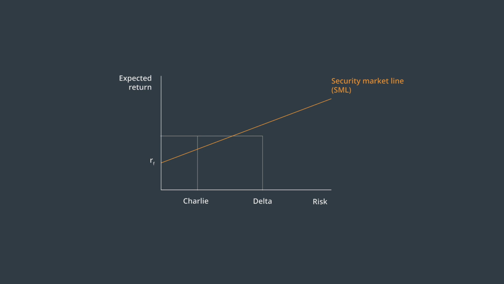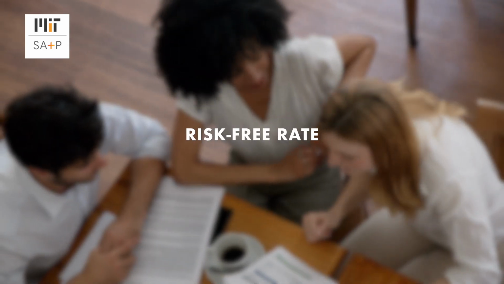The security market line can be represented graphically, defining risk on a single dimension. Remember that the risk-free rate is the rate you are guaranteed to get on an investment that has no risk. This rate is also referred to as the time value of money. It only compensates investors for the fact that they are allowing others to use their money over time.